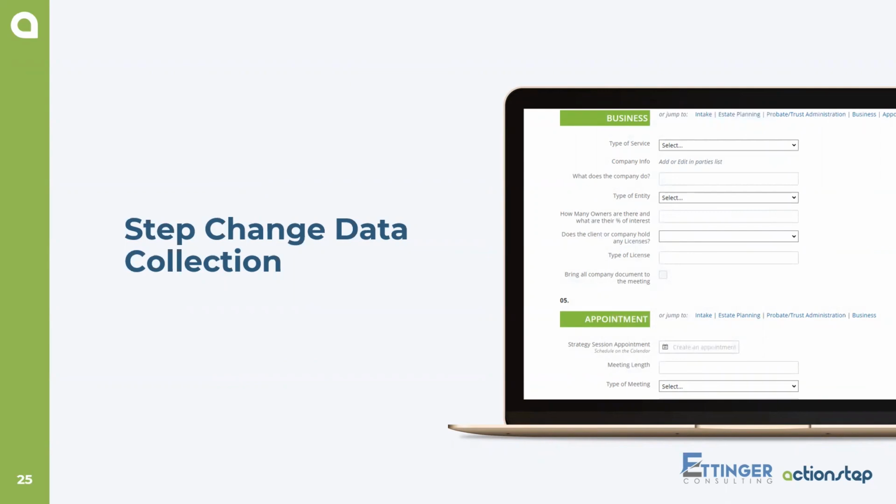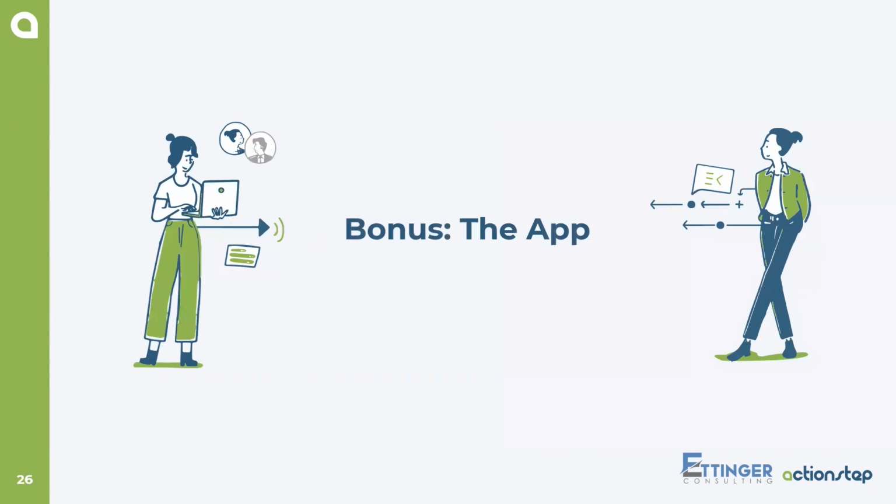So I often get asked, what if we don't have that information? Well, that could mean the step change is not in the correct spot. Maybe the data collection is not on, or the step change is not being completed by the correct person. This all acts as a check and balance to make sure your case is progressing as it should.